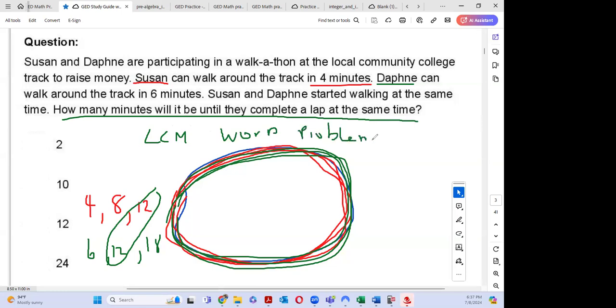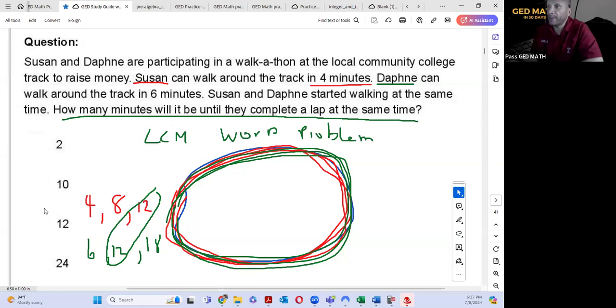How do you know the first time is 4, then 8, then 12? Because look what I did. I drew a diagram. If it says Susan can walk around in 4 minutes, the first time around it's 4 minutes, the second time it's 8 minutes, and the third time it's 12 minutes. Daphne takes 6 minutes. The first time she does the track, it took her 6 minutes. She went around again, another 6 minutes, so it's 12. She went around again, another 6 minutes, 18. Understand that?